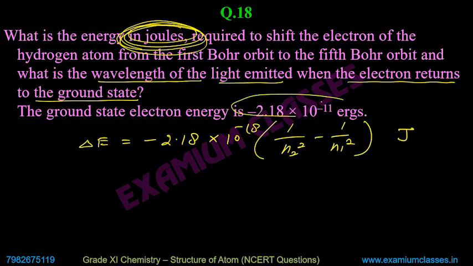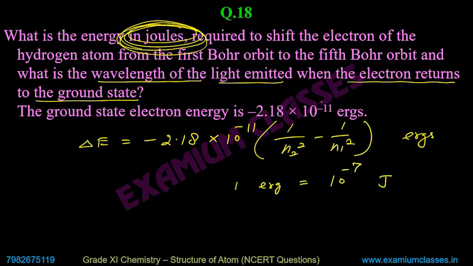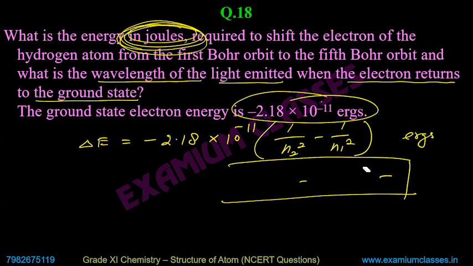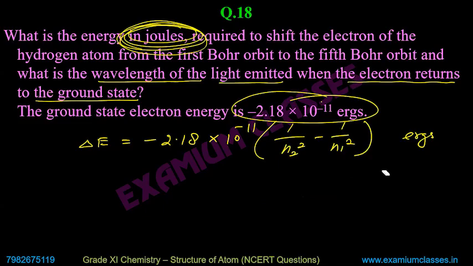But the ground state energy is given as minus 2.18 into 10 power minus 11. So for that, you need to remember the conversion also. So here write 10 power minus 11, not 18. And instead of joule, this is another unit of energy, the erg. Okay. So 1 erg is equal to 10 to the power minus 7 joules. You need to remember this conversion because it is given in ergs, so that's why you have used it. So from here you will calculate the answer.